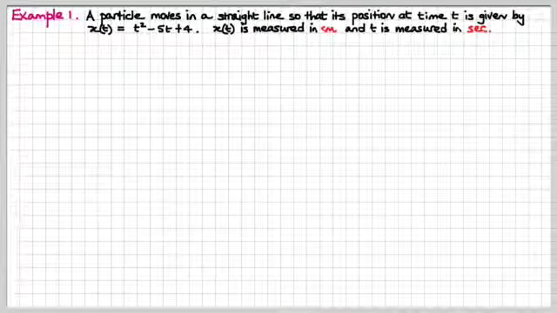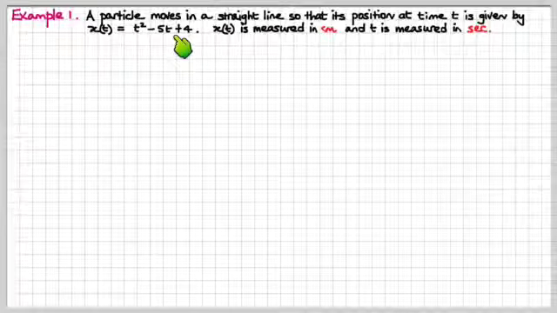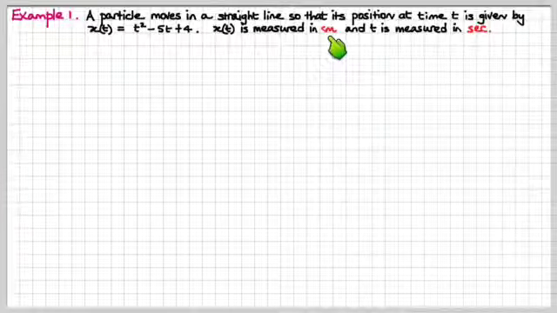Goody. Now here's example 1. We've got 3 examples here for you today. Example 1: a particle moves in a straight line so that its position at time t is given by x(t) = t² - 5t + 4. x(t) is measured in centimetres, that's the displacement or the position if you like, and t is measured in seconds. That's pretty standard stuff.